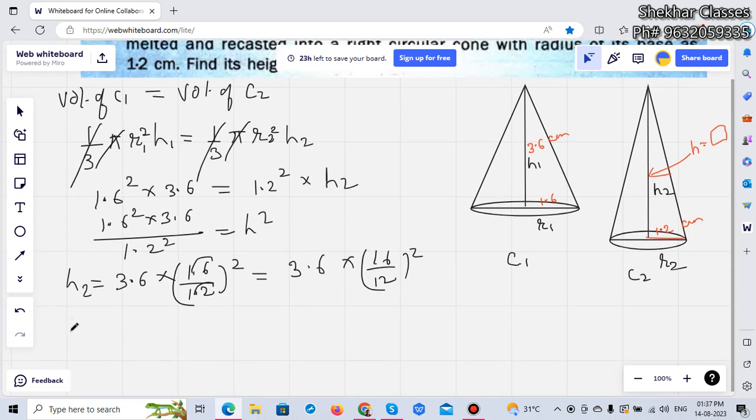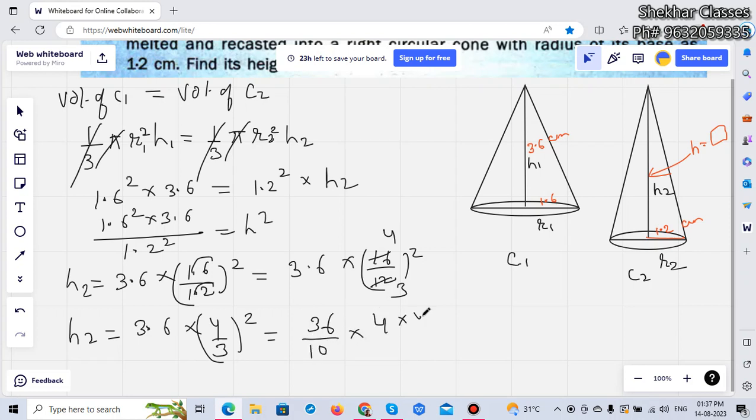Further solve it, it will be h2 is 3.6 into 16 upon 12 whole square. Can we cancel it? Yes, we can cancel inside it. So 4 3s are 12, 4 4s are 16. So it will become 4 upon 3 the whole square. So that is equal to 3.6 can be written as 36 upon 10 into 4 into 4 upon 3 into 3. It will go exactly 4 times. Is that okay?